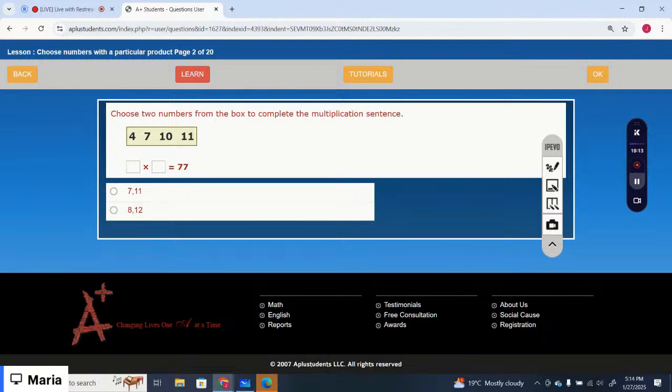Choose two numbers from the box to complete the multiplication sentence. So which two numbers have the product 77? You are given two of the options: 11 and 7, and 12 and 8. So 11 times 7 makes 77. So option number 1 is the correct option.